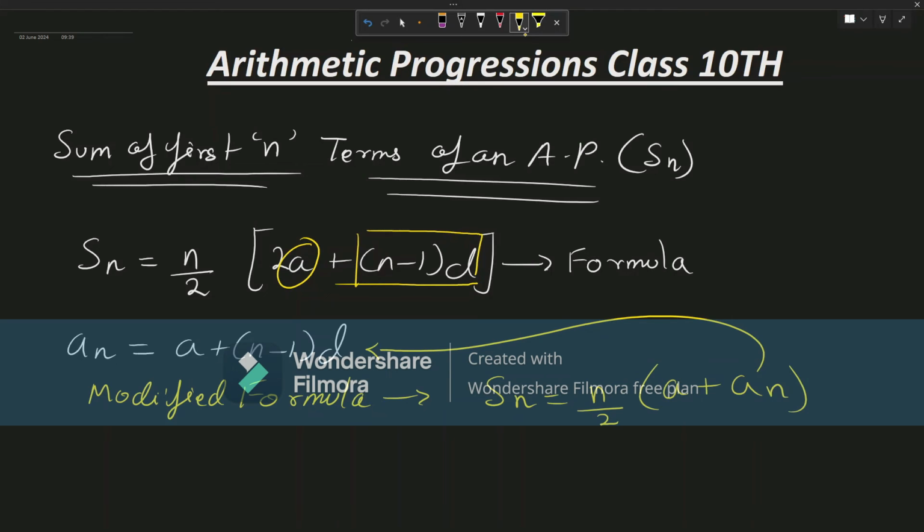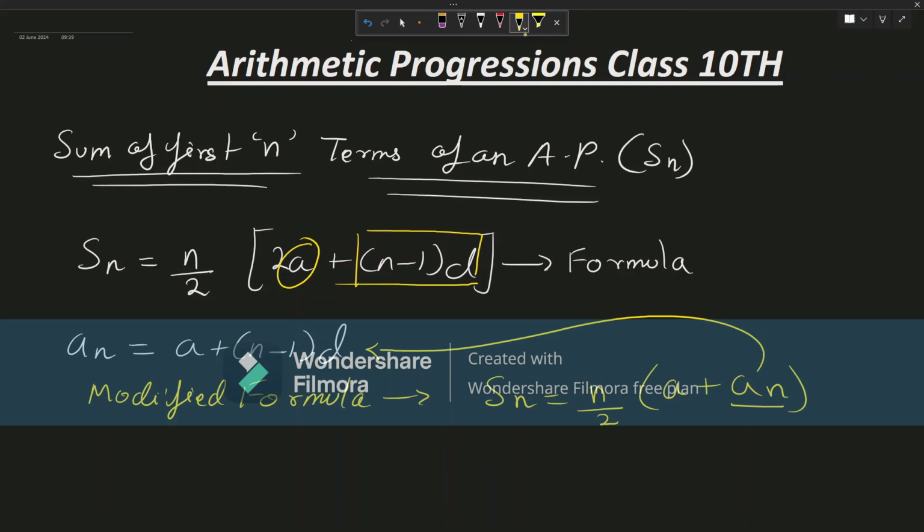So if they have given you the value of an, this formula can be changed according to the question. Suppose in some question they have given you directly the value of an, and they have told you to find Sn. That's the most basic question that they will ask, right? So it's easy. But if they haven't given you that and they have given you other values, like the value of a and also the value of n but not d, then according to that you need to modify the formula to get your answer.